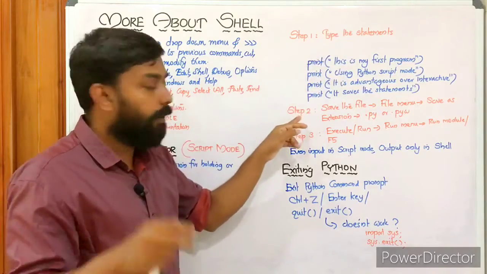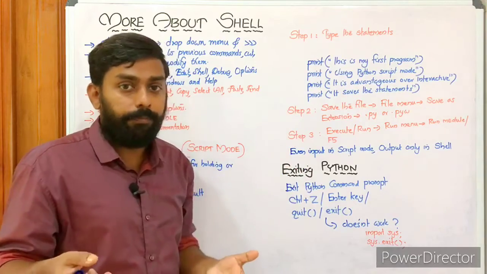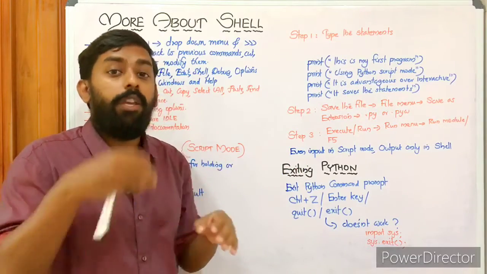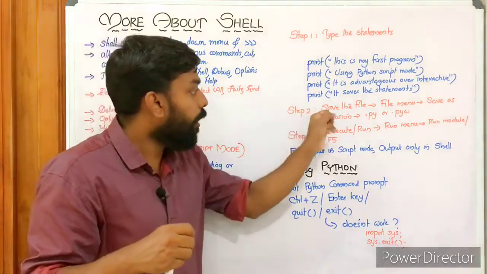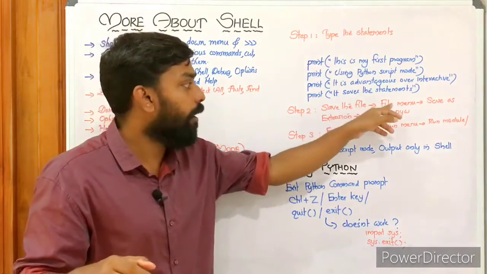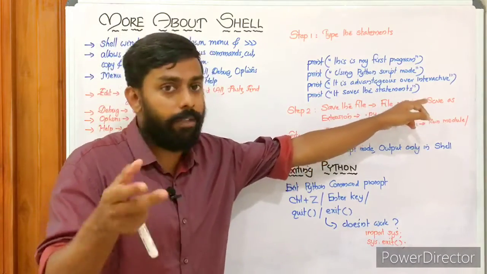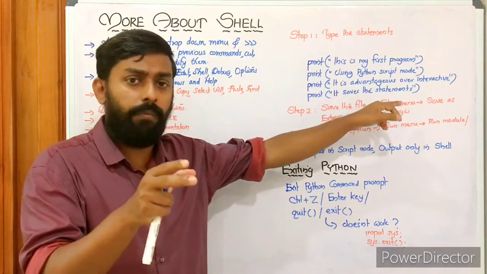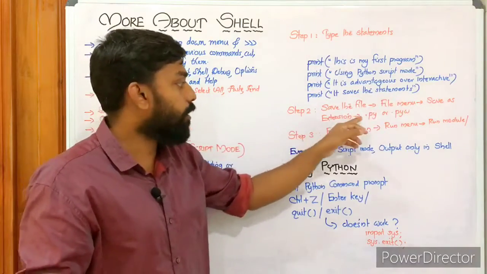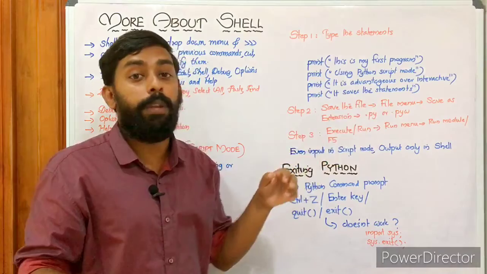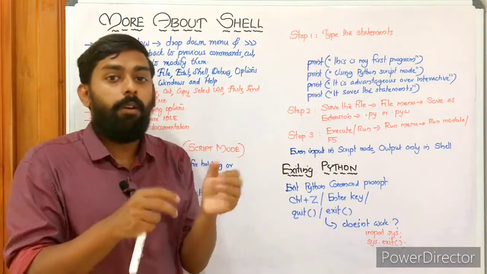Then what is the next step? You have to save it. After completing the typing process, go to File. You can see Save or Save As, you can go for either. Then the extension must be .py or .pyw.